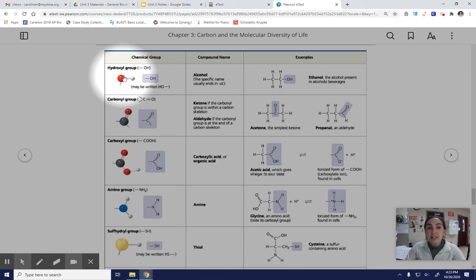This is mainly what you need to memorize. You do not need to know the compound name. You need to be able to recognize the chemical group. You also need to be able to recognize it in an example.